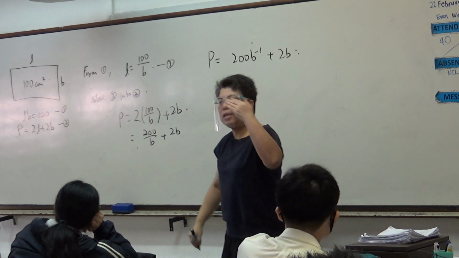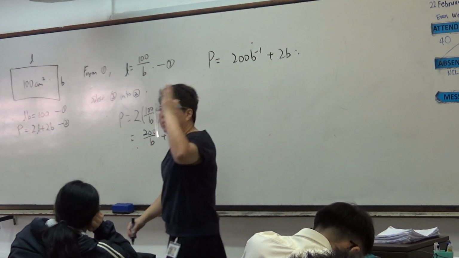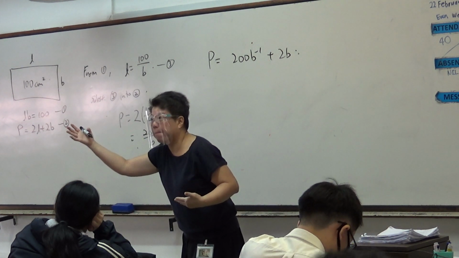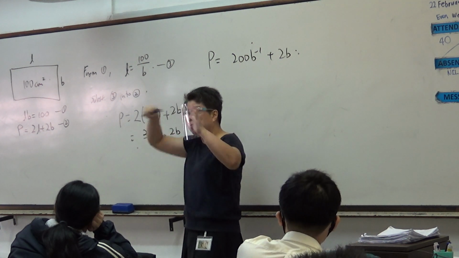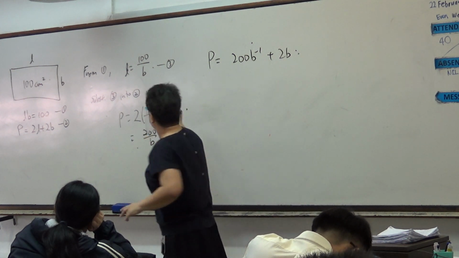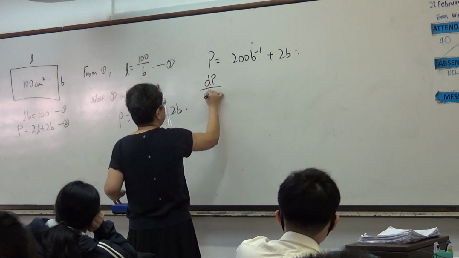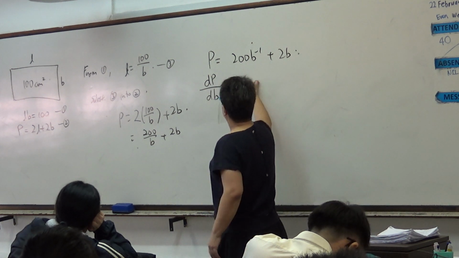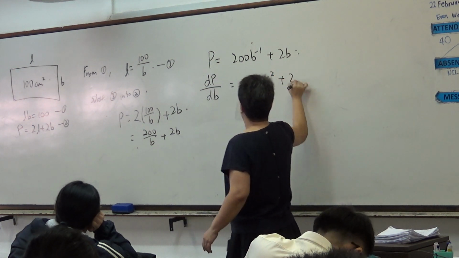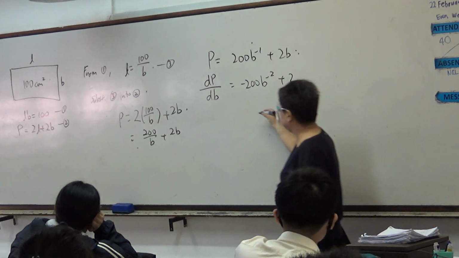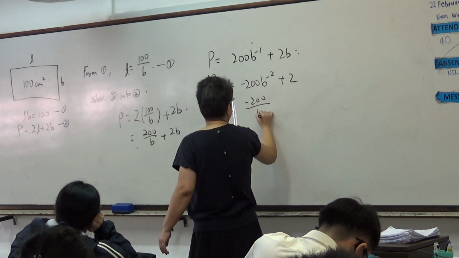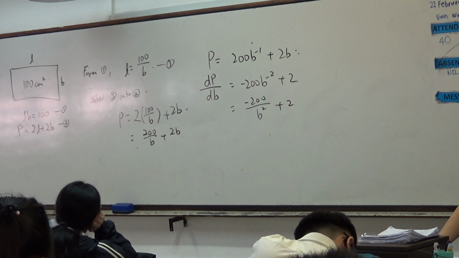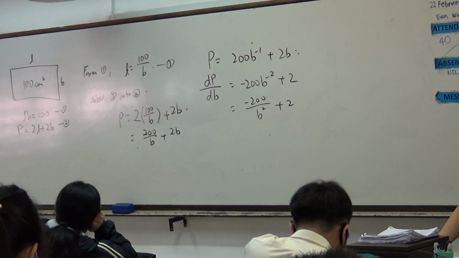Now, class, I want you to take note here. They want to find the minimum perimeter. That means they want dP/dB to be 0, right? Minimum and maximum are stationary values, so they must be 0. So this one I differentiate will be dP/dB, correct? So what does this give me? Negative 200B^-2 plus 2, right? So what is this? Negative 200 over B squared plus 2. Agree, class? Yes or no?